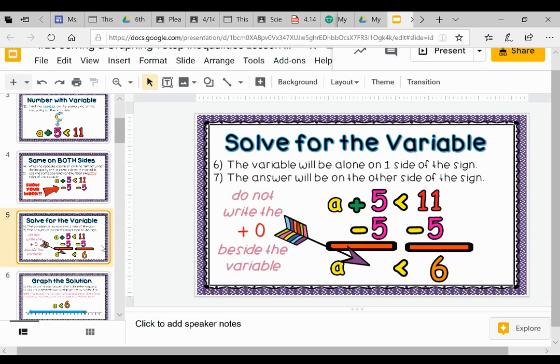So we're going to solve for the variable. The variable will be alone on one side of the sign, and the answer will be on the other side of the sign. You do not need to put in a 0, like noted. So a plus 5 is less than 11. I subtracted 5 from both sides. That leaves me with just a is less than 6.